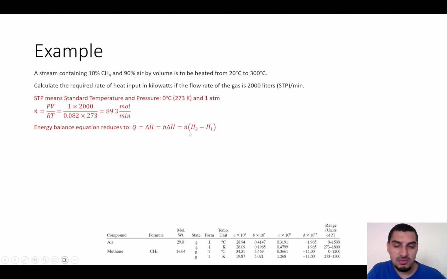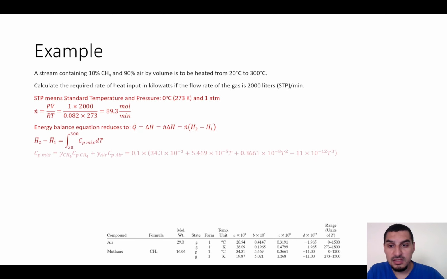This is the shape that we saw before, so it's N dot multiplied by H2 hat minus H1 hat. N dot is already calculated here, so we need to get this delta H, which is H2 hat minus H1 hat. This is for a mixture of methane and air, so we will calculate the Cp of the mixture according to the relation y multiplied by Cp plus y multiplied by Cp. We already got the constants here.